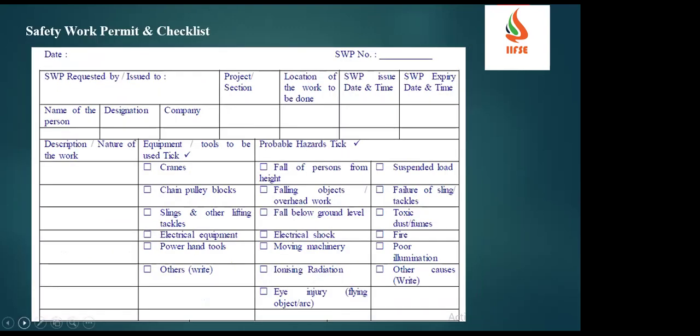As we saw yesterday, the work permit: not only construction, every manufacturing industry or every industry definitely has a safety work permit practice. So already we have seen yesterday different types of permits. This is one sample permit with respect to construction activity purely. SWP will be the safe work permit reference number. They have the project section where they are issuing it, and the expiry due date. Then name of the person, designation, and the company detail will be there. Then description, nature of activity.